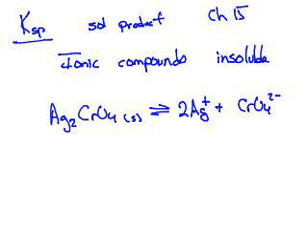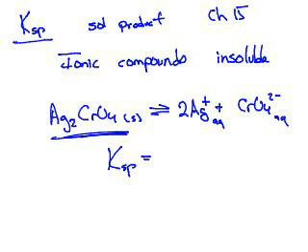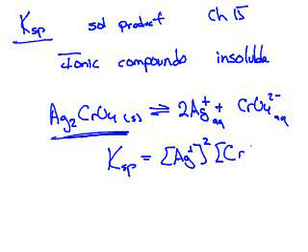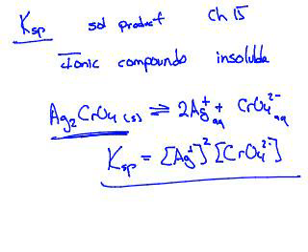And since this is a solid, in the Ksp we ignore the solids. So it's just going to be the concentration of the silver squared times the concentration of the chromate, right? And then we can solve these questions. This is where, if you recall, we used the S, right? Instead of using X's, we used S's because S stood for the solubility. And so S is the molarity that will dissolve, and the Ksp is the number.